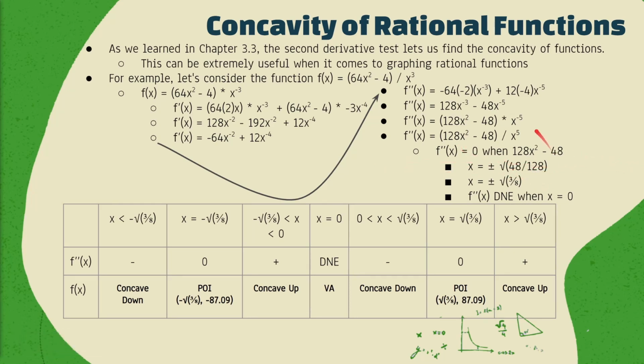So here, this is a simple quadratic equation. We move the 48 to the other side, divide by 128, and take the square root of it. And so that's what we get here.